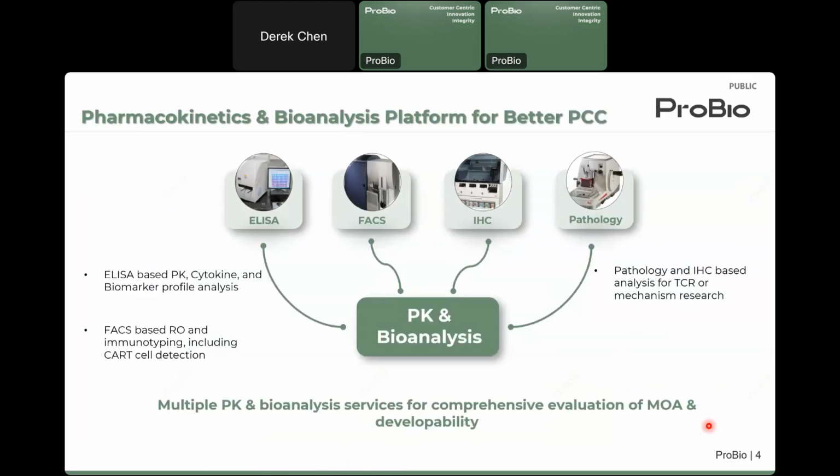To facilitate the analysis of biological samples and comprehensive evaluation of developabilities, a variety of platforms are available at ProBio, including ELISA-based PK, cytokine, and biomarker profiling services, FACS-based cell profiling and typing, including CAR T cell detection services, and also pathology and IHC-based analysis.